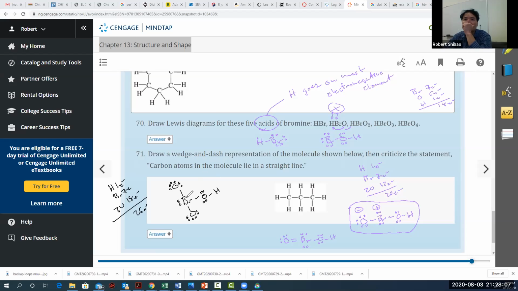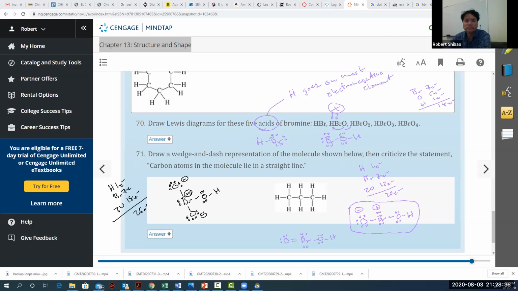Now the structure for this, it's all octets, that's good, except the formal charges. This is negative, this is negative. This bromine, 1, 2, 3, 4, 5. This bromine is +2. This oxygen is 0, and this hydrogen is 0. So the bromine kind of has a high formal charge of +2. And so in this case, we're probably going to form double bonds to expand the octet and reduce the formal charge. But for us, we're going to just leave it there.